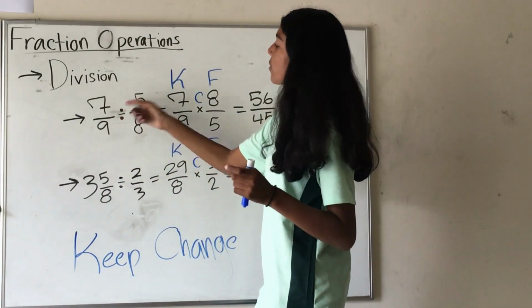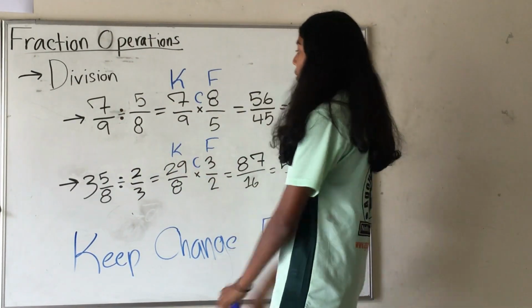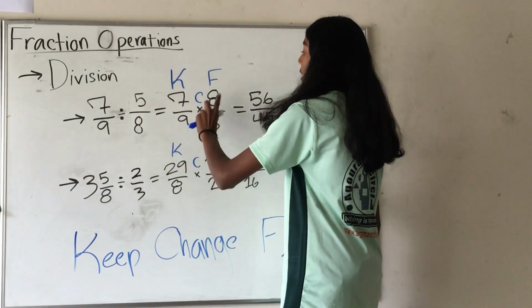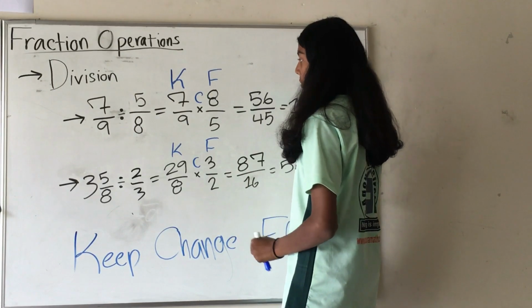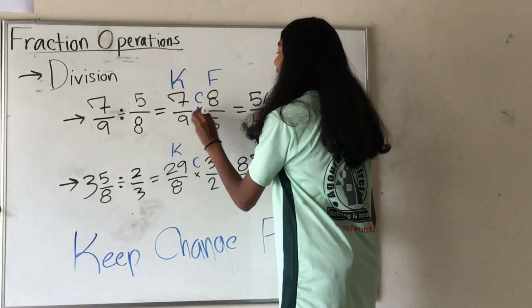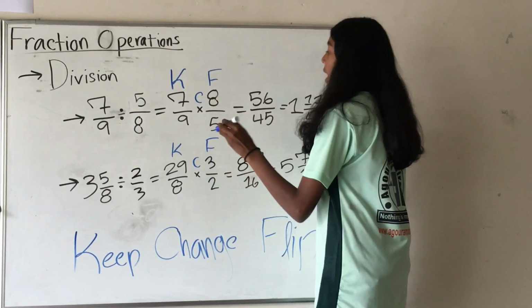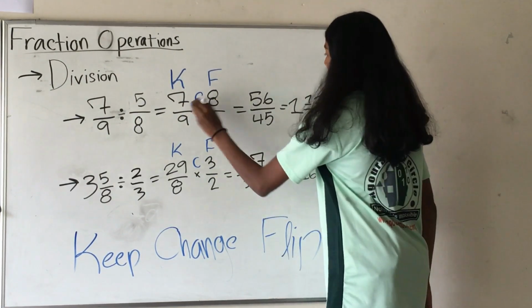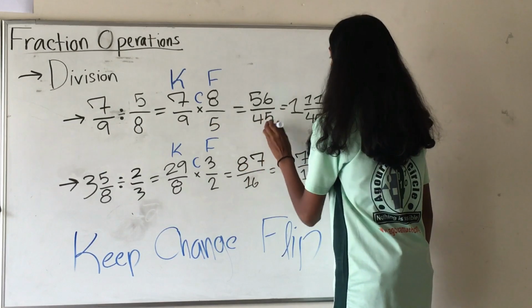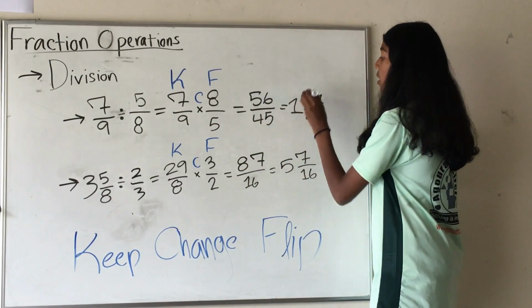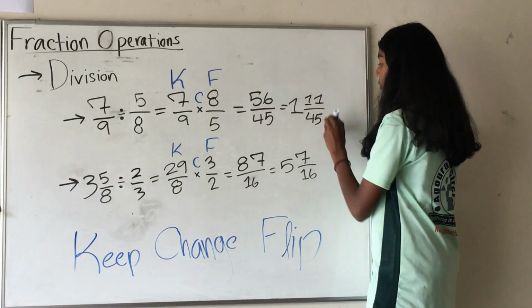We have 7/9 divided by 5/8. So what we do, keep the first fraction. Change the sign to multiplication. Flip the last fraction. So we get 7/9 times 8/5. Keep, change, flip. And then we do normal multiplication. 7 times 8 is 56. 9 times 5 is 45. Changing it to a mixed fraction, we get 1 and 11/45.